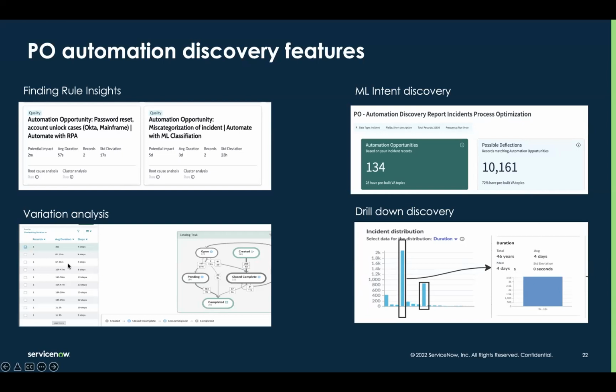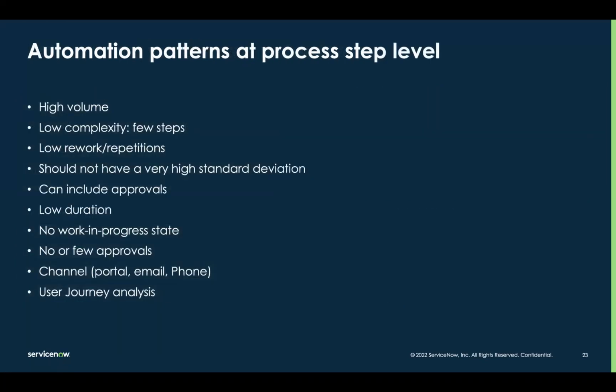The second feature that process optimization has is a variation analysis feature. So we'll see how this feature is helpful in analyzing the potential automation opportunity. Of course, we will look at the ML-based discovery I mentioned. And then some of the new enhancements that we are bringing in is to look for specific patterns at the process level. And here are some good examples for you to think about.